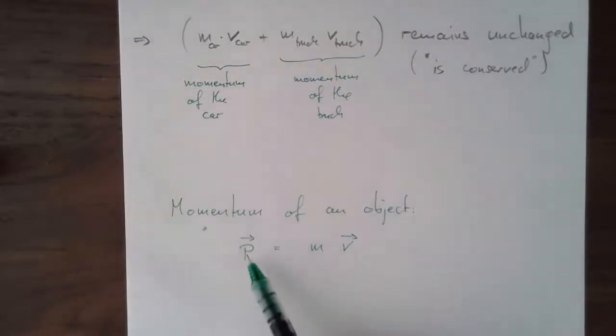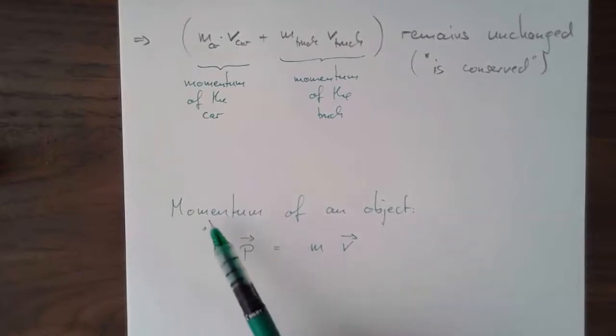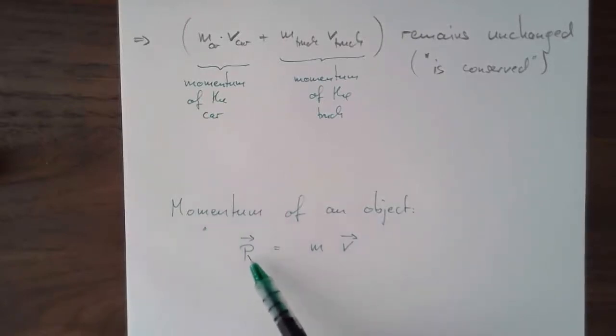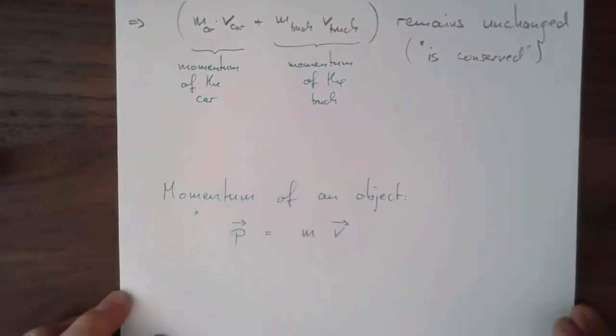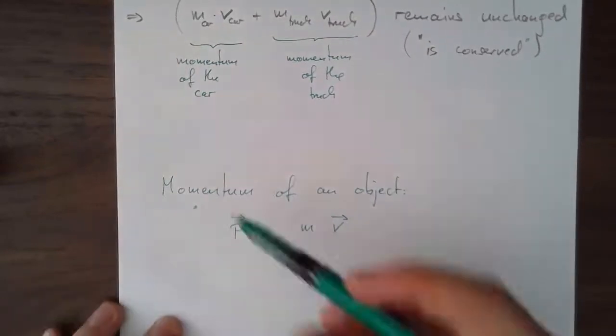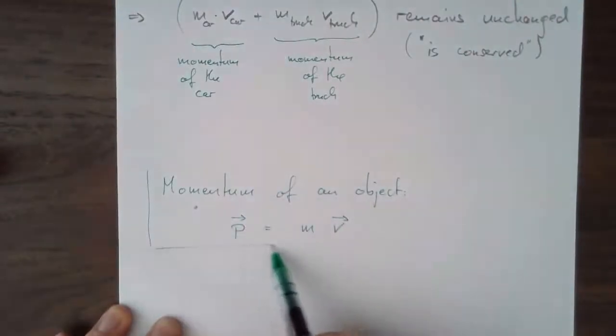I don't know off the top of my head where the symbol P comes from. P does not stand for the word momentum, but it probably has some historical reason why P has been used. So this is our definition, as it were, of momentum.